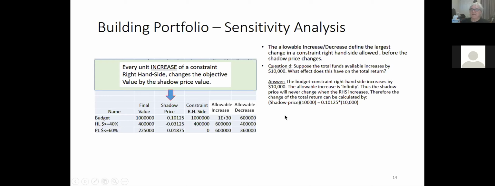So now we can answer the question by how much the total return will increase without the need to rerun it, because I'm using the shadow price, since the shadow price is not changing. The shadow price is the contribution per 1 unit. I multiply by 10,000 units, and this is the increase in the total annual return.